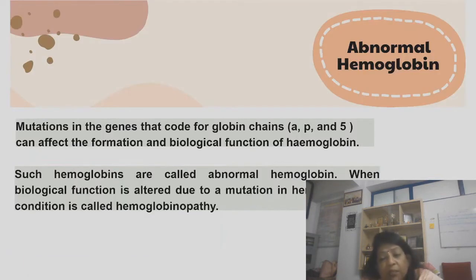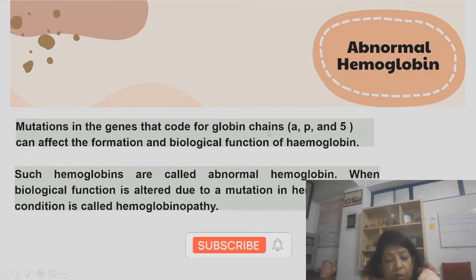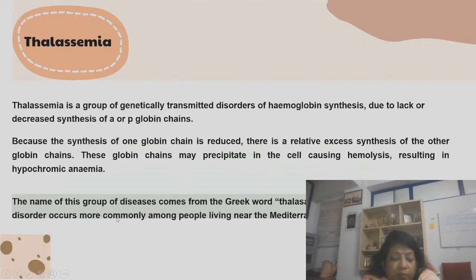Now we come to the continuation of abnormal hemoglobin. Mutation in the gene that codes for globin chains alpha, beta and gamma can affect the formation and biological function of hemoglobin. Such hemoglobins are called abnormal hemoglobin. When the biological function is altered due to the mutation in hemoglobin, the condition is called hemoglobinopathy.